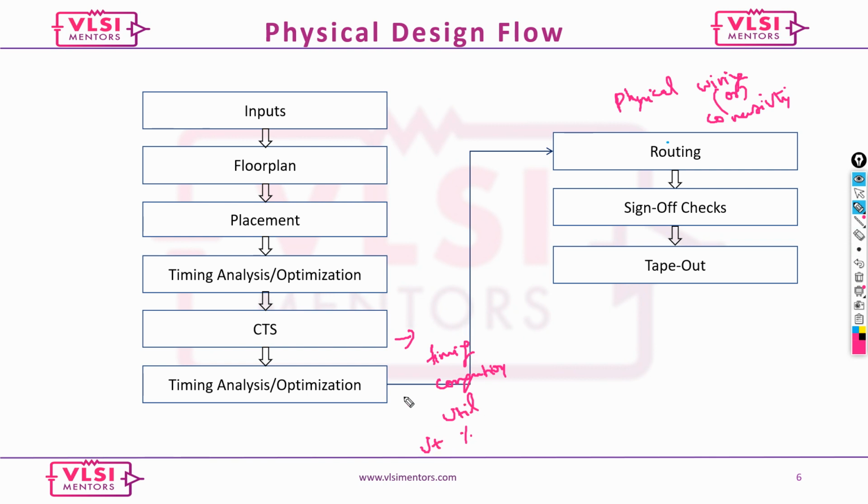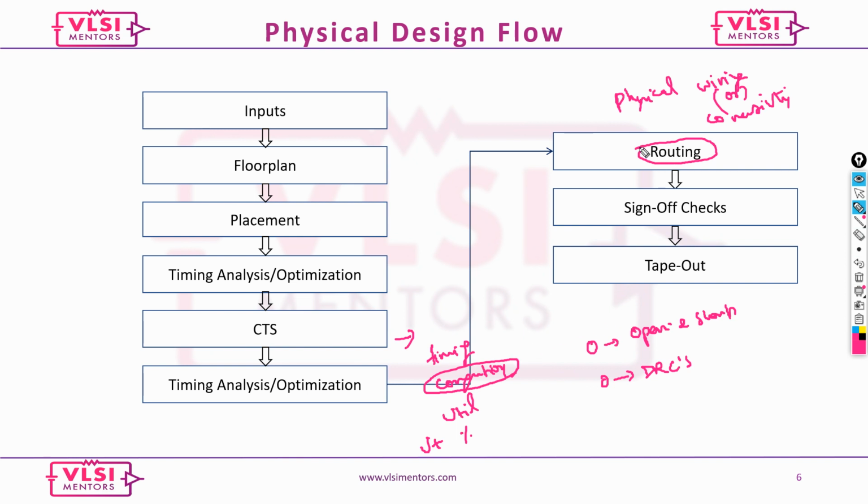Now, when it comes to routing, the goal of routing is targeting zero opens and shorts, and then zero DRCs. And along with that, you should again look at your timing, but remember, you don't look at your congestion number at routing, because congestion is nothing but your early estimation of your routability.